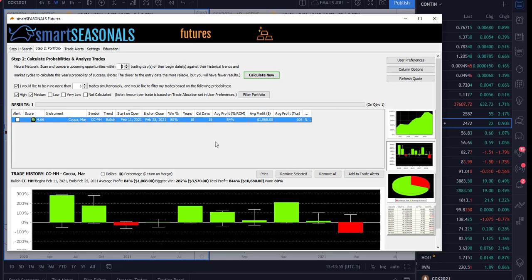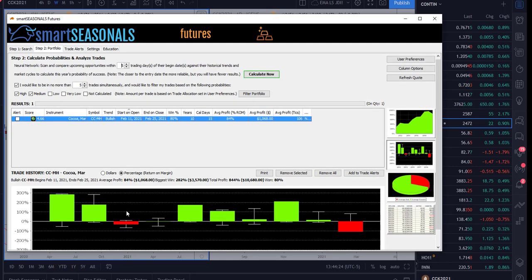Average profit over 10 years. Been profitable 80% of the time over the last 10 years, so 8 of the last 10 years. Average profit's been about $1,000 or 100 ticks, as each tick is worth $10. You can see it's pretty much been a steady Eddie trade. We had a small loss back here, and then a loss last year here in Feb of 2020. But let's look at some more analysis to help decide if this is something we want to take a position in.